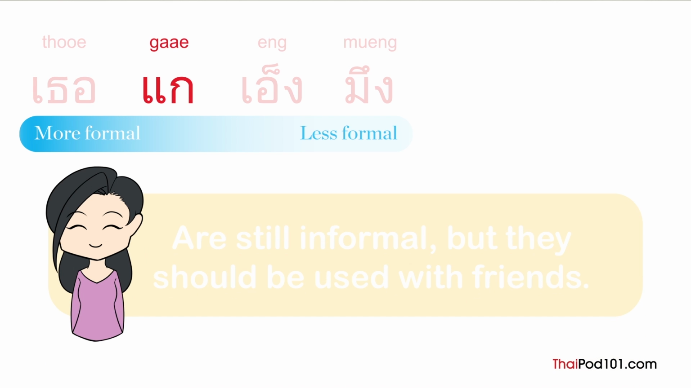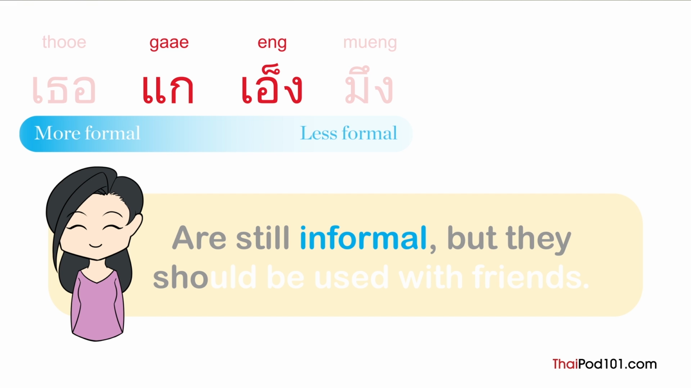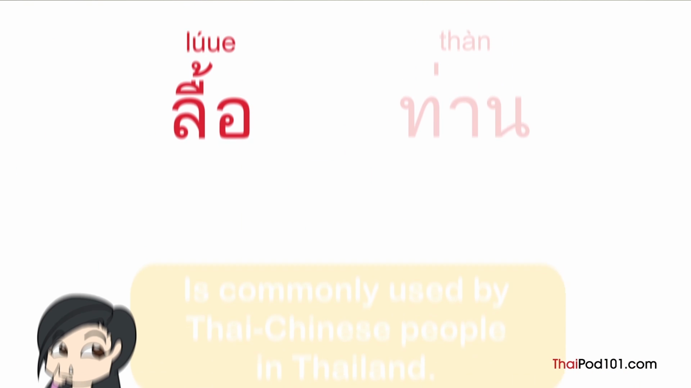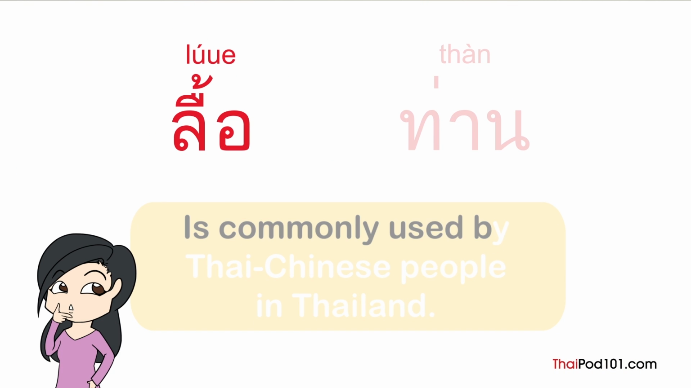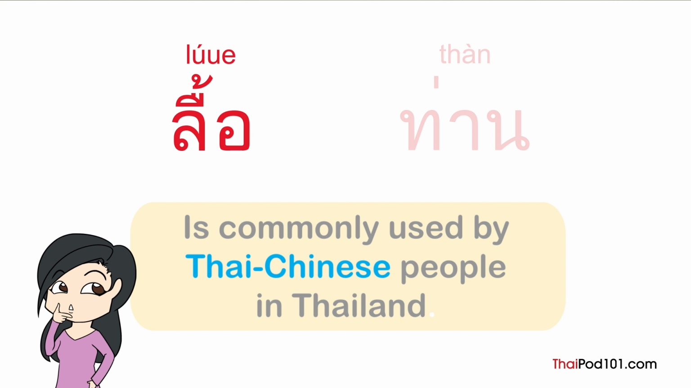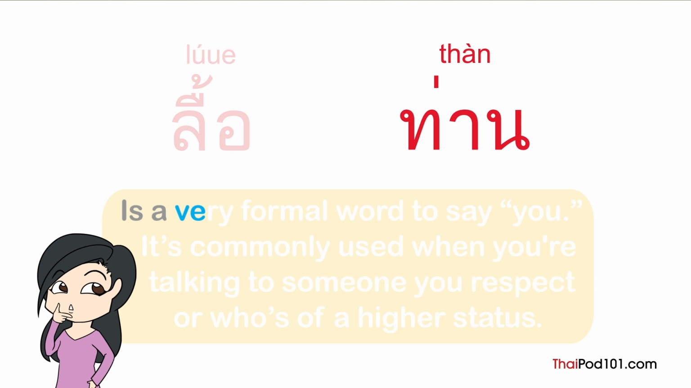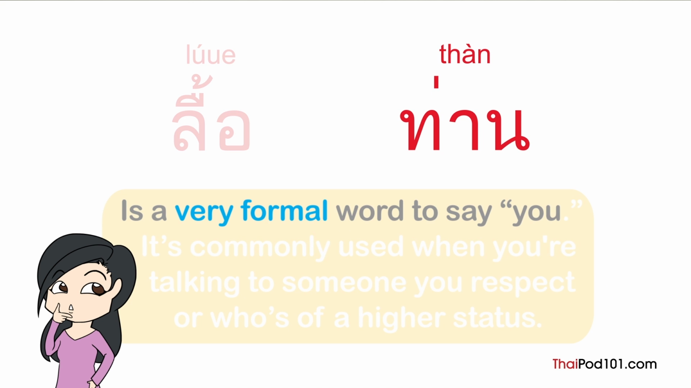แก and เอง are still informal, but they should be used with friends. เอง is commonly used by Thai Chinese people in Thailand. ท่าน is a very formal word to say you.